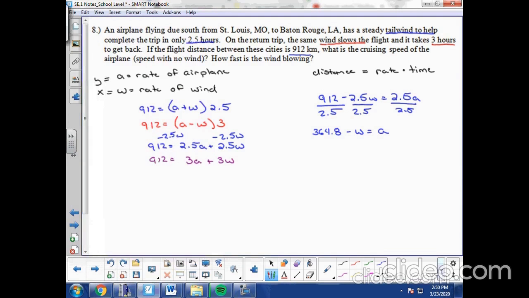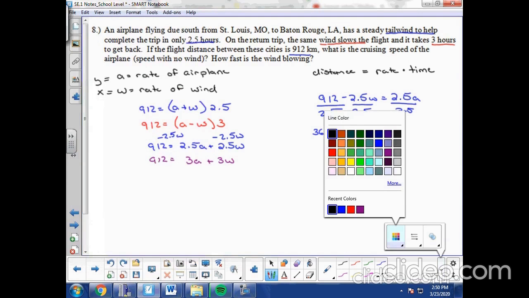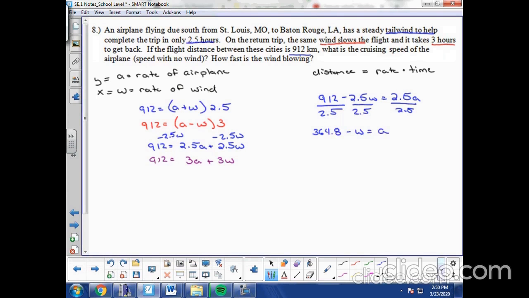Now let's do the other equation, the same method. Let's take the 912 and get A by itself again. So subtract 3W: 912 minus 3W equals 3A. Divide by 3.